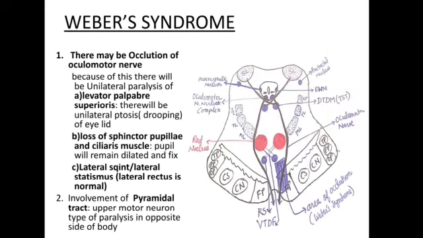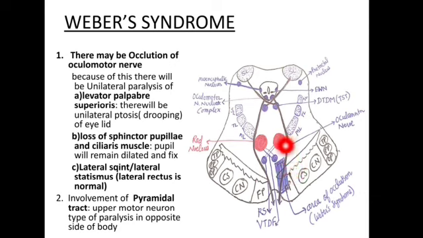Clinical anatomy at the level of midbrain. Some syndromes. Number 1 syndrome is Weber syndrome. In Weber syndrome, there may be occlusion of oculomotor nerve and involvement of pyramidal tract. So this blue area showing involvement of oculomotor nerve and pyramidal tract. And because of this occlusion, Weber syndrome appears.